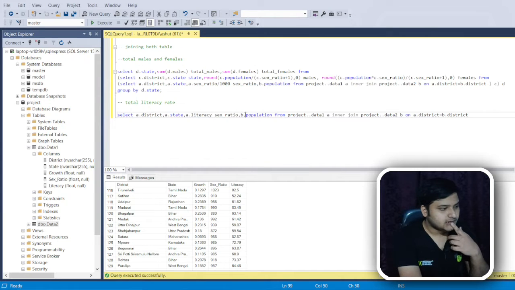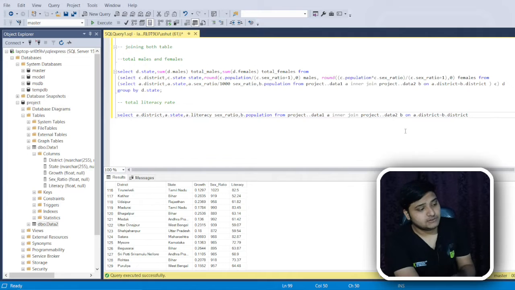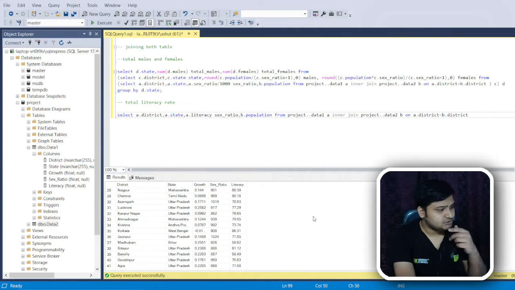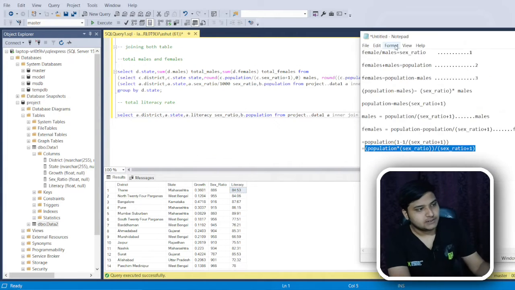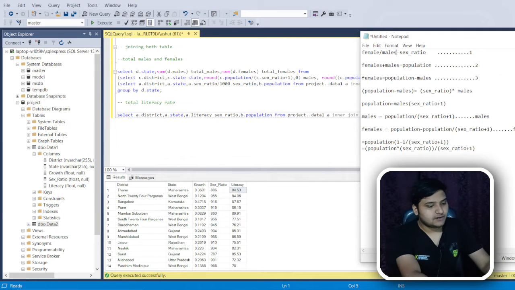The literacy rate would be defined as the percentage of the population which can either read or write. So let's say, if I pick up one of the districts, the Thane district population was 100, so 84.53% literacy is there in the state. So literacy can be defined using a mathematical function. So we can use this function here as well.